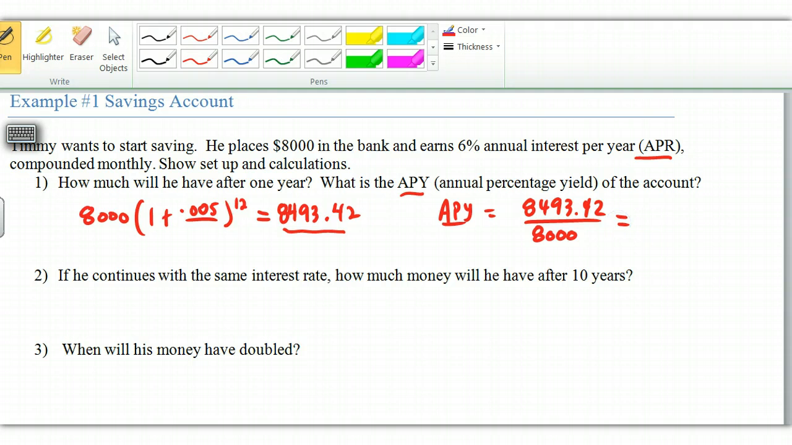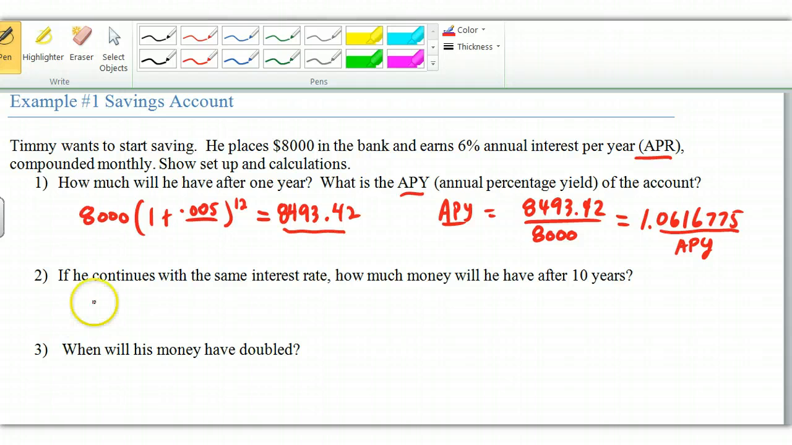And if you calculate that, you get a value of 1.0616775. This is showing how much more than one full 8,000 that you originally started off would be. So this value right here would be your APY. That's your yield. Since the compounding works, you're actually getting a rate that's a little bit higher than the APR, which is the 6%.